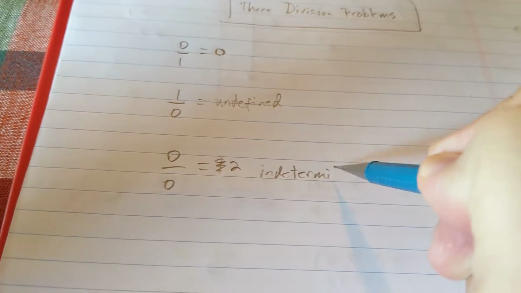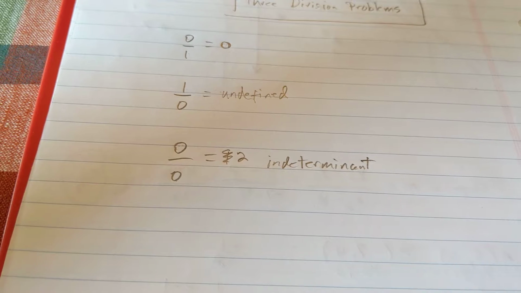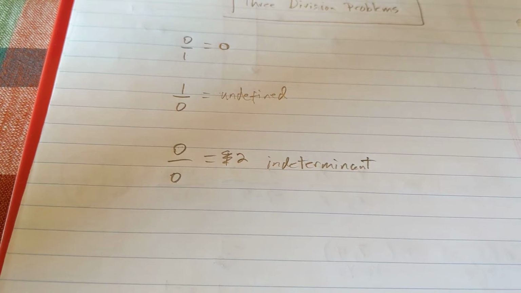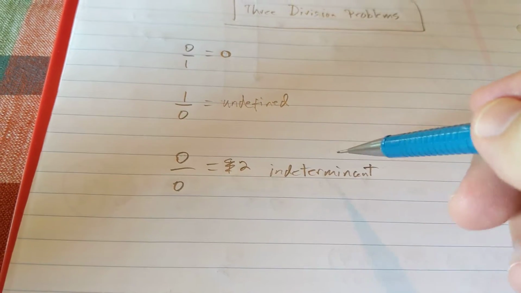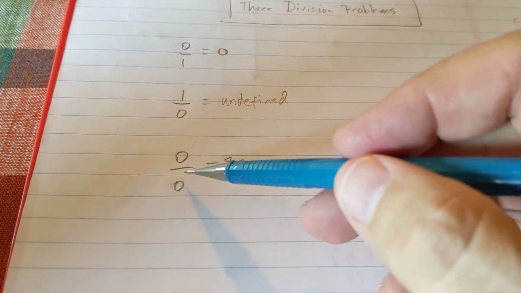indeterminate. Probably the best way to describe that word is to say there are so many answers I can't think of which one to put down. It's indeterminate. In other words, it could be anything. Anything that you put here will work.